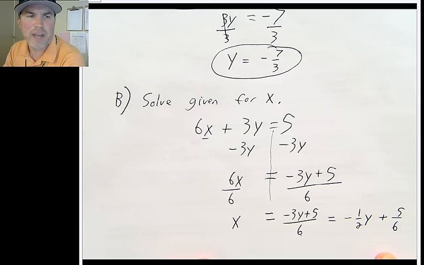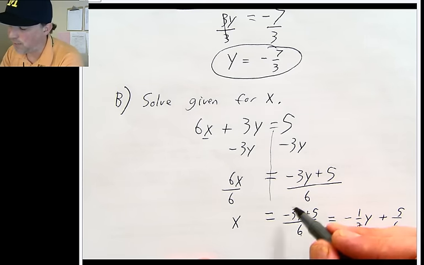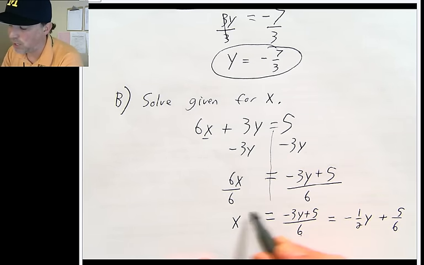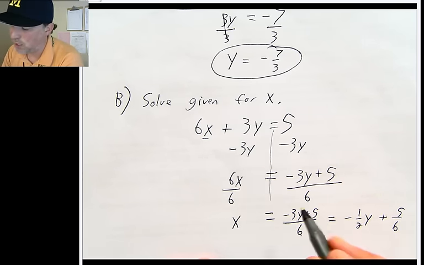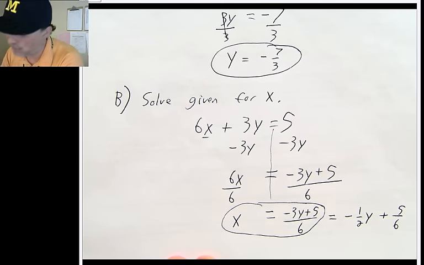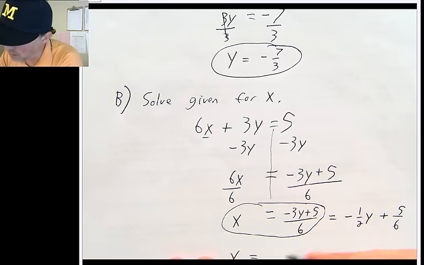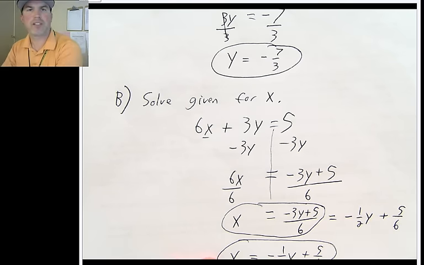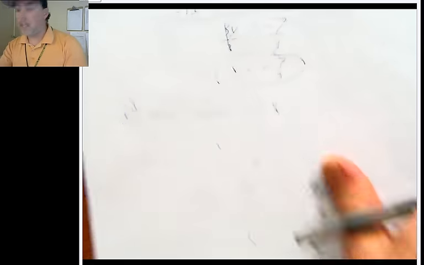So at the end of the day, solve for x. This is an acceptable answer: x equals negative 3y plus 5 all over 6. And another acceptable answer is x equals negative 1/2 y plus 5 over 6. So either answer, good to go. All right, there is a part C to this problem.